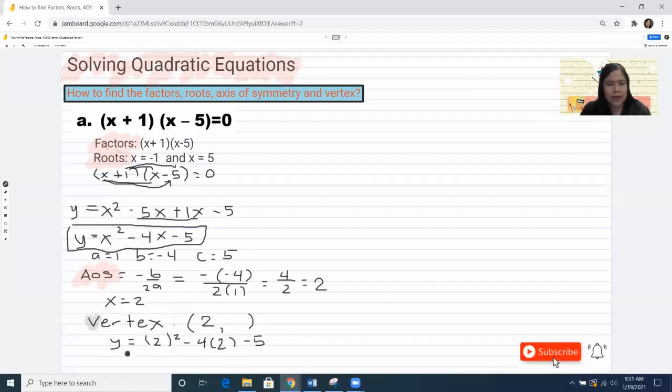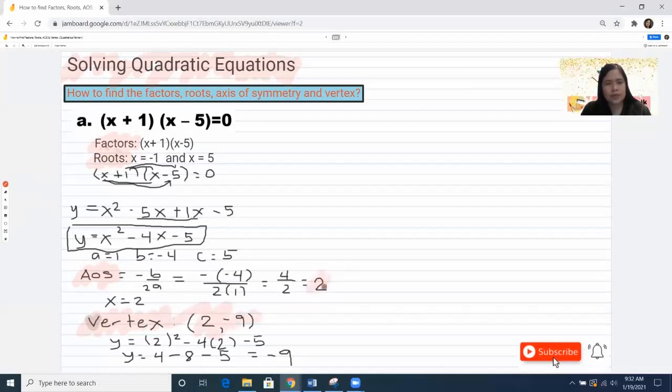Then we'll simplify it. We have now y is equal to 2 squared, which is 4, 2 times 2. Then negative 4 times 2 is negative 8, and then minus 5. Simplify it. 4 minus 8 is negative 4, minus 5, we will have negative 9. There you go. So this will be now the vertex. So we already found and identified the four unknowns: the factors, roots, axis of symmetry, and the vertex.